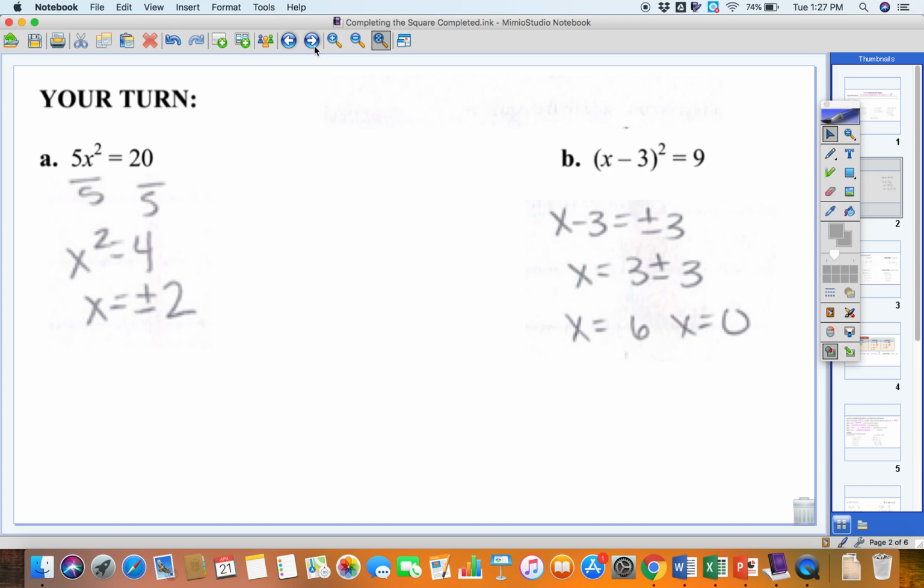On B, we have our binomial square. We have x minus 3 squared equals 9. When you take the square root of both sides, you get x minus 3 is equal to plus or minus 3 because that's the square root of 9. And then we're going to add the 3 over. And here, since we only have numbers, we can work these out. So 3 plus 3 is 6, and 3 minus 3 is 0. So 6 and 0 are our actual answers.